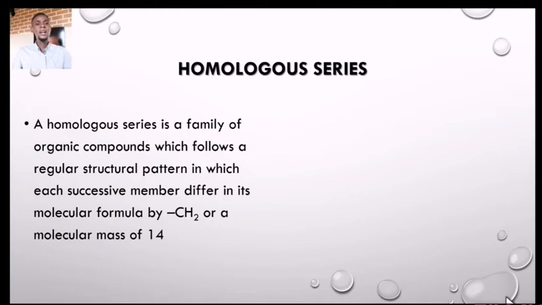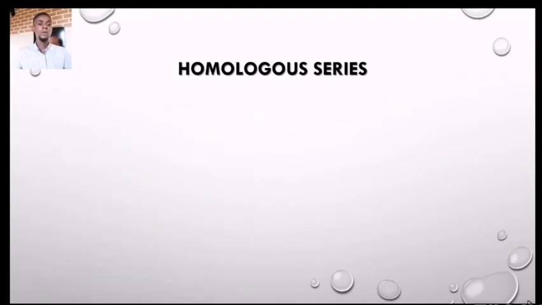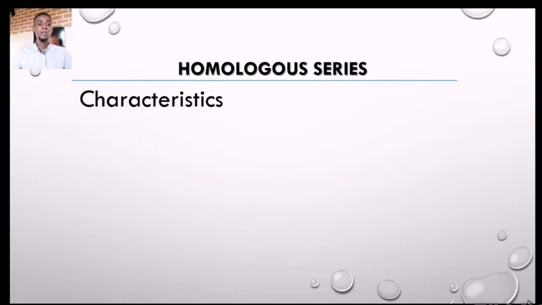Let's dive into the first thing: homologous series. A homologous series is a family of organic compounds which follows a regular structural pattern in which each successive member differs in its molecular formula by CH2 or a molecular mass of 14. Now this definition should be memorized. It should be memorized. This is a major WAEC definition. You should memorize this.